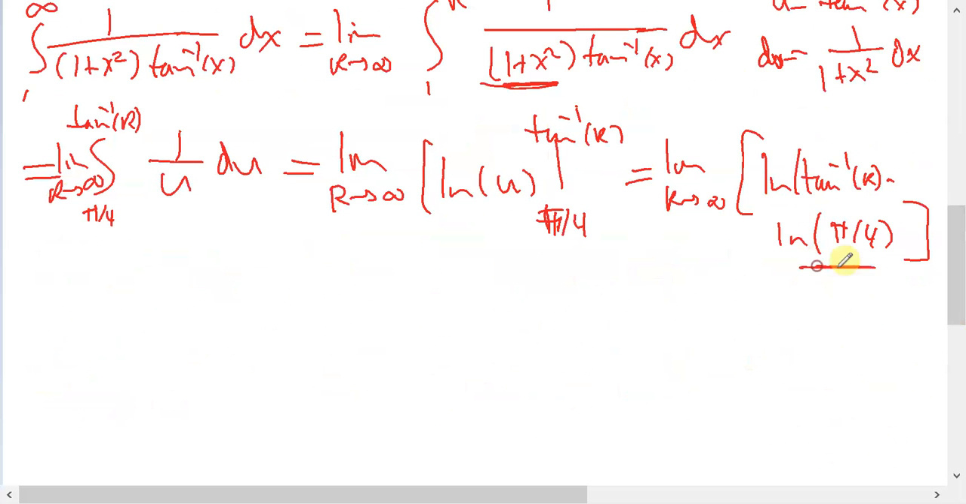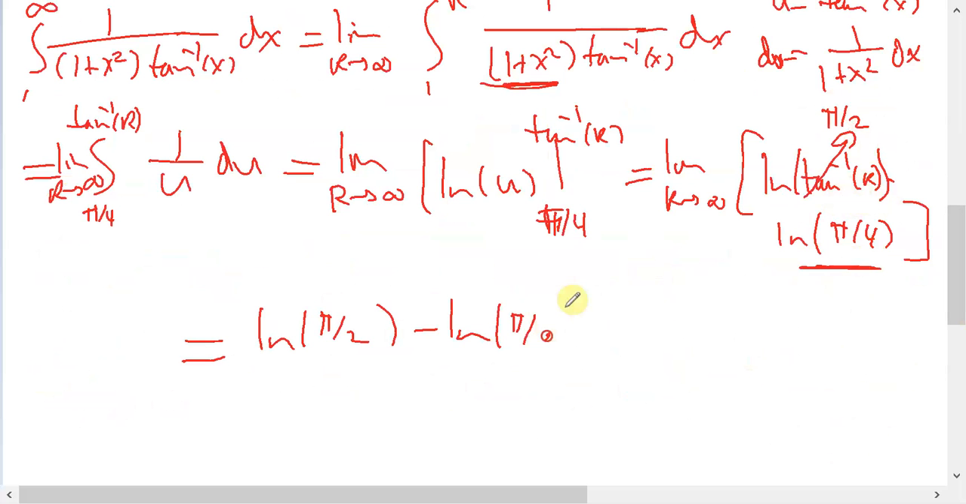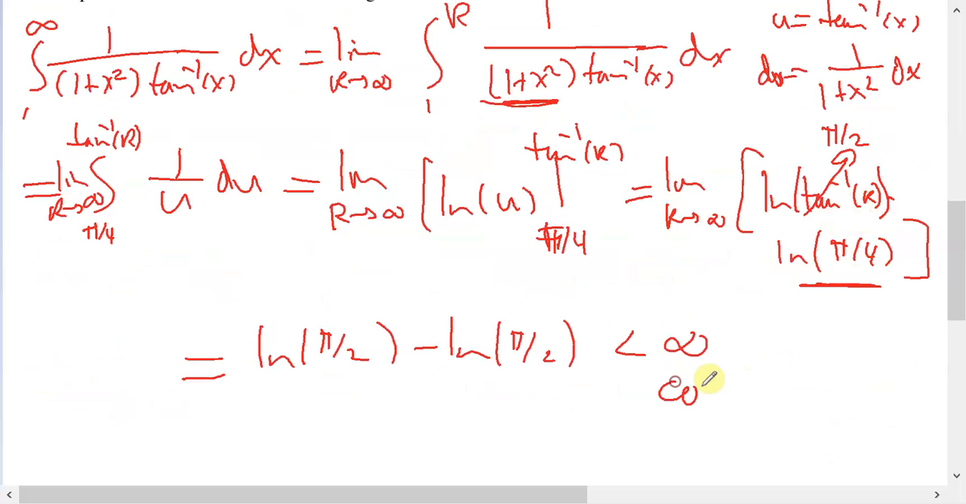And so I figure out what happens. Well, natural log of pi over 4 is some number. Natural log of tangent inverse of r, so that one we have to think about what's going on here. As r goes to infinity, this will go to pi over 2. And so I get natural log of pi over 2, which is a finite number. So this does give me natural log of pi over 2 minus natural log of pi over 4, which is a finite number. And so that says that this integral converges. And if the integral converges, then so too does my series. So that implies I get convergence of my original series.